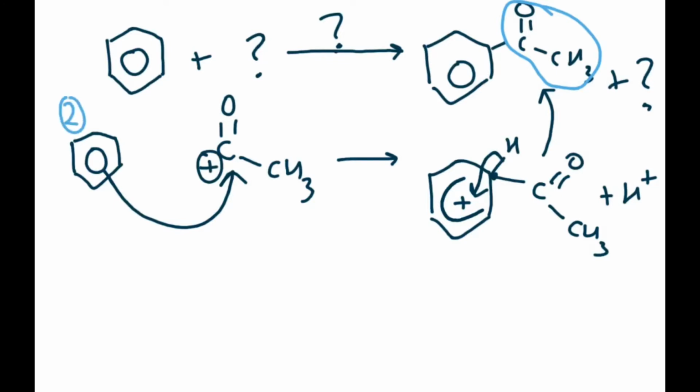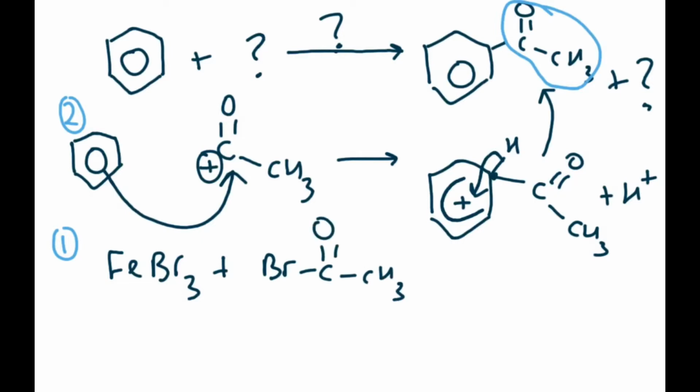Okay, so we've not actually shown step 1 yet. So step 1 of the mechanism will be to generate this electrophile. So you're going to need your FeBr3 or AlCl3 or something like that. Actually, just to put a bit of variety in there, why don't we use AlCl3?